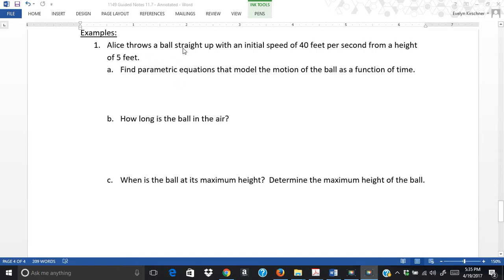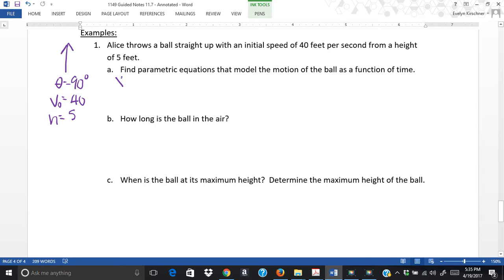So I have a ball being thrown straight up, which means that my theta is 90 degrees, initial speed of 40, so my V naught is 40, and a height of 5 feet, so my initial height is 5. So the first thing I ask is I need parametric equations.